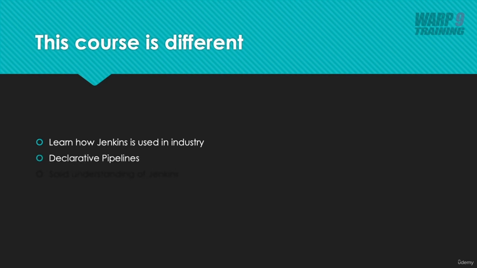What we use in industry is something called declarative pipelines. We configure our Jenkins pipelines using code. Now, some courses touch on this lightly, but this is going to be the primary focus of this course.